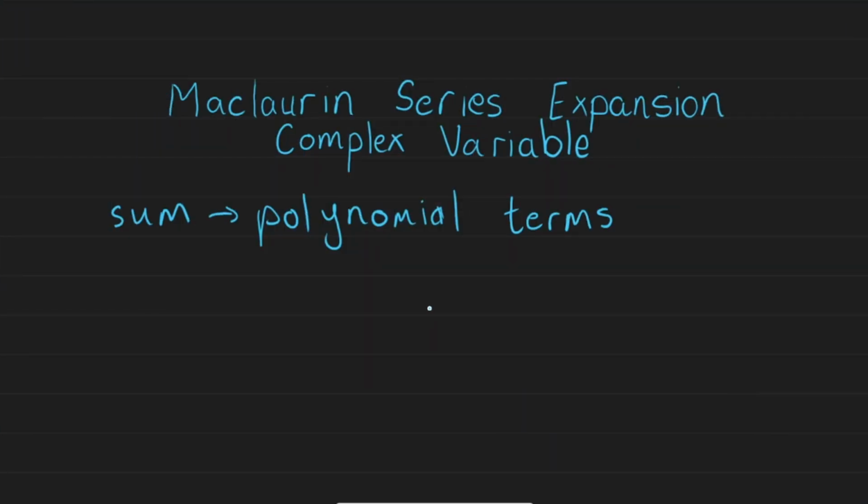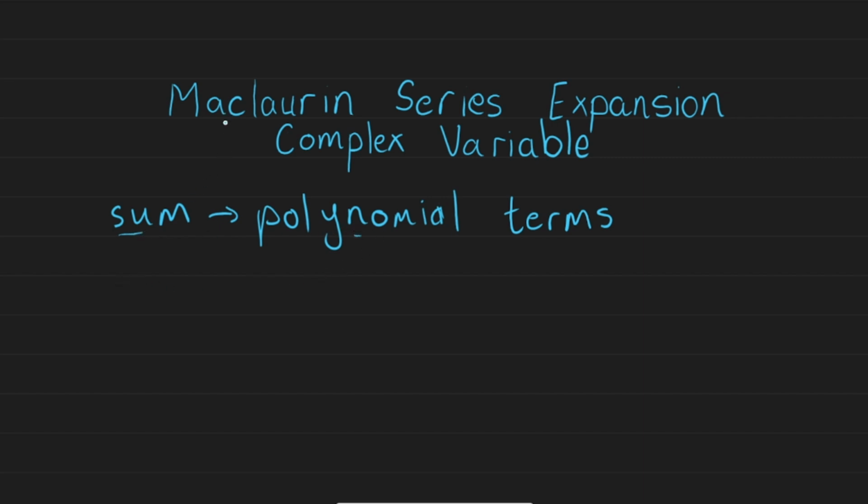Hi there. In this video, we're going to look at how to expand a complex variable to be in terms of a series. That is, we're going to apply the Maclaurin series expansion to a complex variable. So what these series expansions do is that they take a function in general and they convert it into a sum of infinite terms, and those terms are polynomial terms.